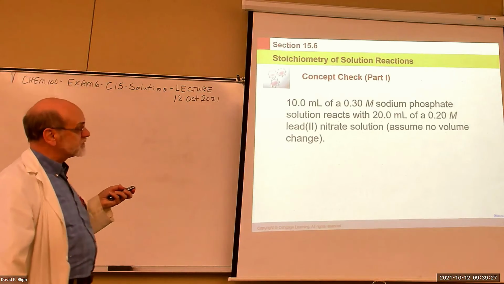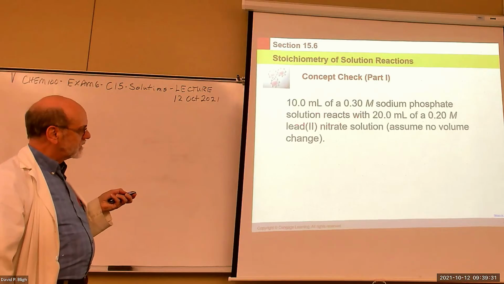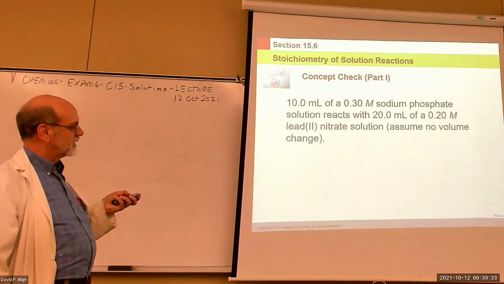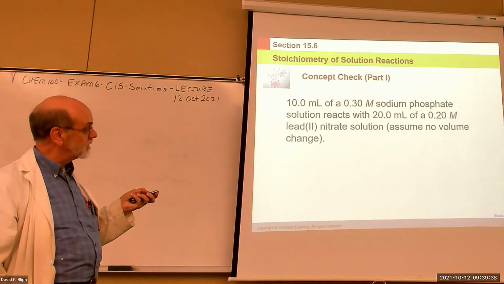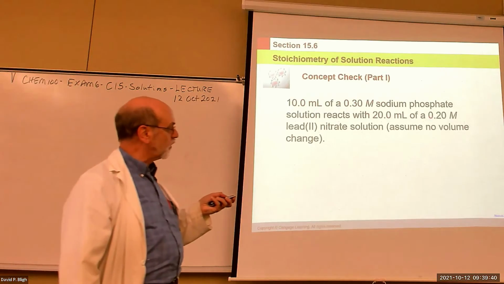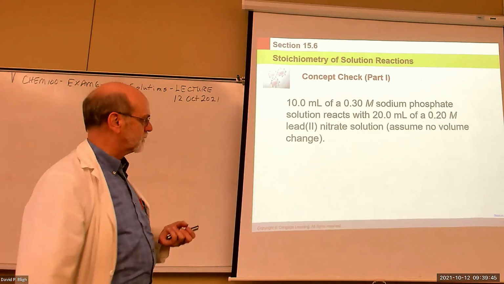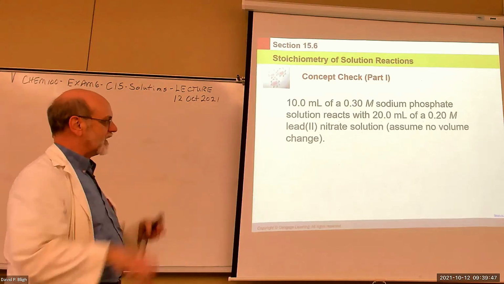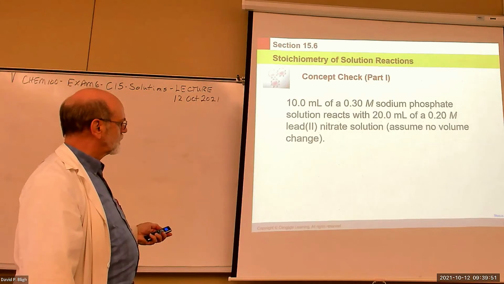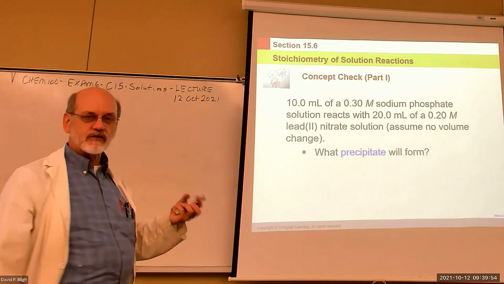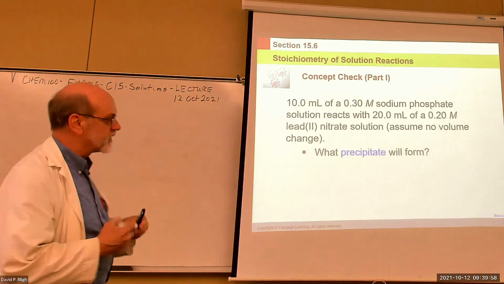In this case, we've got these two solutions, sodium phosphate and lead 2 nitrate. This is how many milliliters of the sodium phosphate of that concentration, and this is 20 milliliters of 0.2 molar lead 2 nitrate solution. These are aqueous solutions, obviously. And when you combine them, the question is, what precipitate forms? Does a precipitate form?